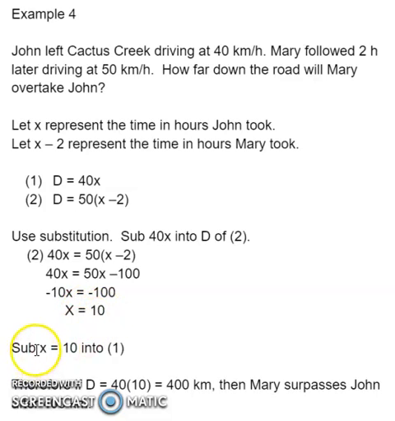So x equals 10 tells us the number of hours, but that doesn't tell you the distance. So we can substitute x equals 10 into equation 1. It's a little easier to solve. And we are going to get 40 times 10, which is 400 kilometers. So Mary surpasses John after 400 kilometers. And that's how you do this type of word problem.